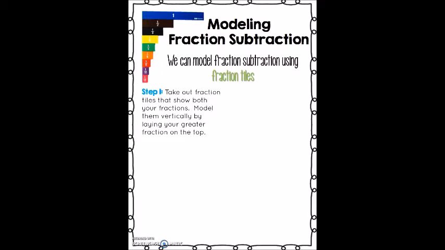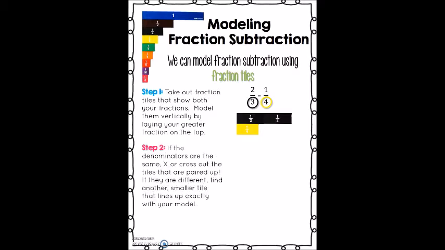And this time we're going to model them vertically. That means up and down by laying our greater fraction on the top. So let's use that same example, 2/3 and 1/4, but this time I'd like to subtract those two fractions. So I'll still have my two 1/3 pieces first. So I'll put those on top because that's my greater or my bigger fraction. And then to subtract 1/4, I'll take out one 1/4 tile and place it underneath my two 1/3.